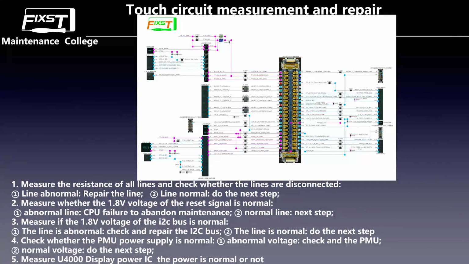Okay, now we're talking about the touch circuit. If you get a phone, the phone can turn on, the display has no problem, the backlight has no problem, but the touch has a problem, the first thing we need to do is change a new LCD to have a try.